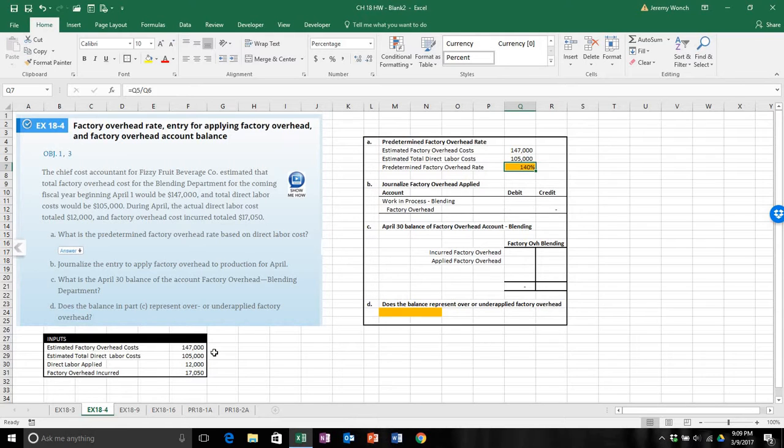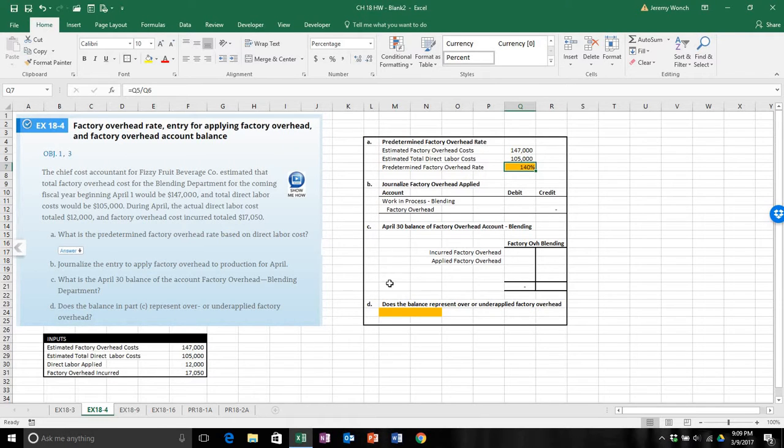So what this is saying is that, for every direct labor dollar incurred during the year, we're going to apply $1.40 worth of overhead. So as we increase our work in process account, if we apply $1 of direct labor cost, we're going to apply $1.40 of factory overhead.